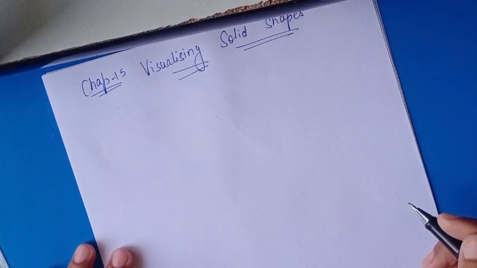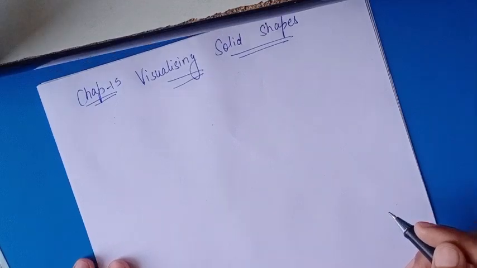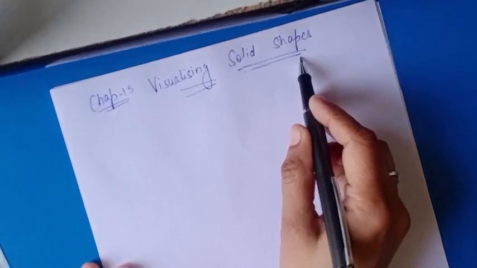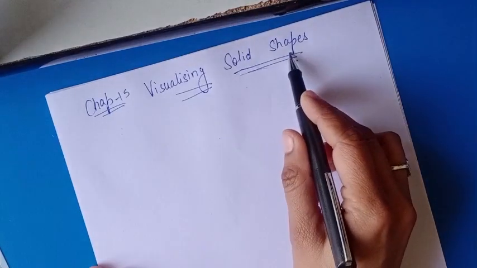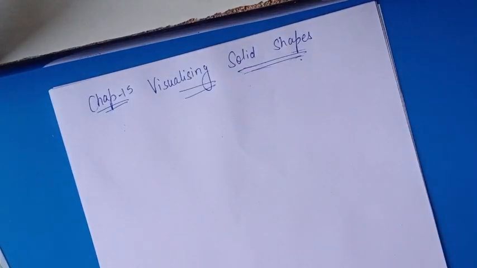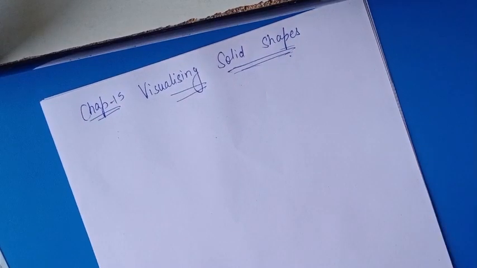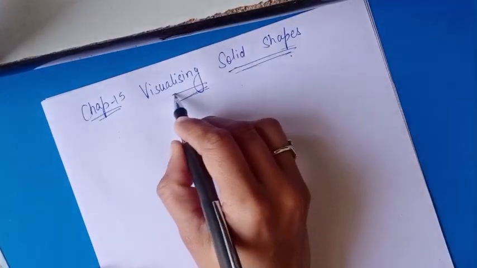Good morning to all. Today we will discuss our chapter 15, Visualizing Solid Shapes. In this chapter we will discuss the shapes which are around us. For example, we see some shapes in our daily life.